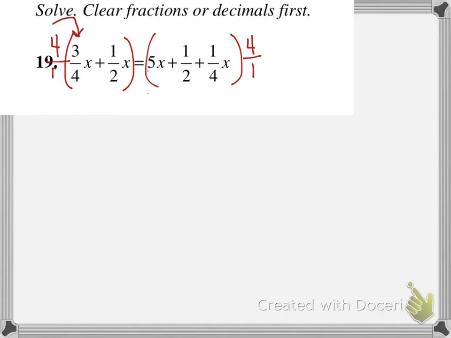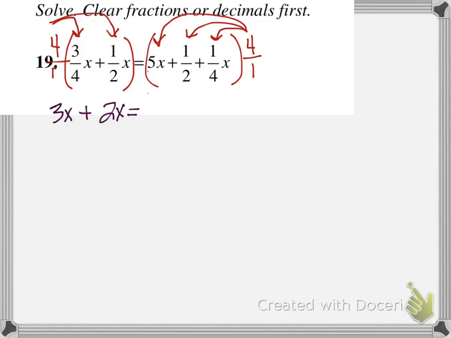So I have to multiply 4 times 3/4 and 4 times 1/2, and then I'm going to have to multiply 4 into everything on the right side as well. And because we're multiplying everything by the same number on both sides, it's not going to change the value of anything. It's just going to change the way it looks. So when I multiply 4 times 3/4, I'm going to get 3x. And when I multiply 4 times 1/2, I'm going to get 2x. Fractions are all gone.